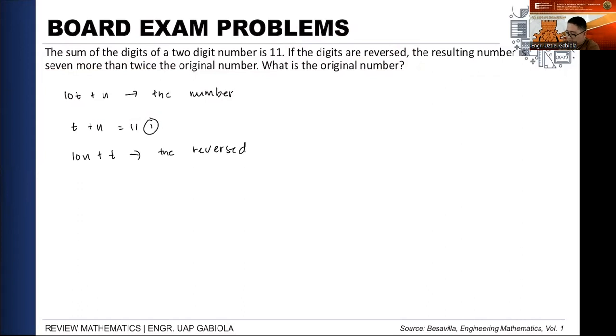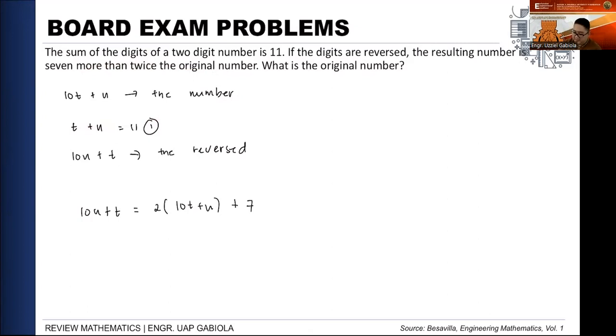Okay? If the digits are reversed, the resulting number, so ibig sabihin yung 10u plus t, ang resulting number daw niya is 7 more than twice the original number. So ito yung original number natin, ita-twice daw natin yon. Tapos, 7 more than siya. Okay? So, yan yung second condition natin.